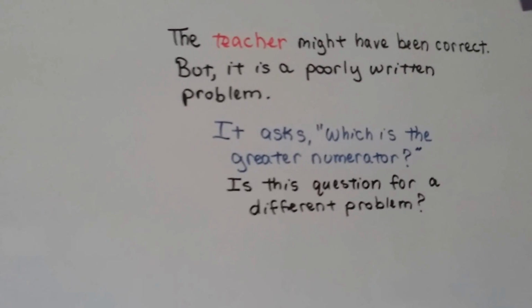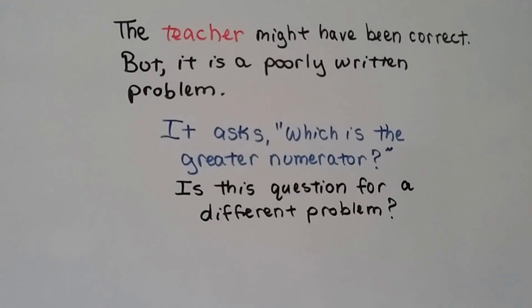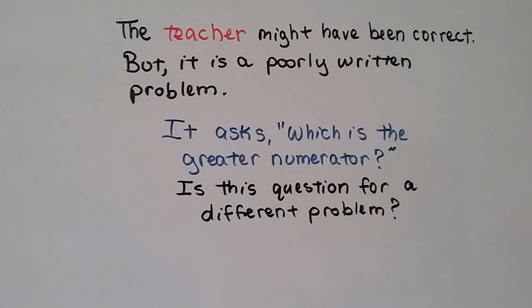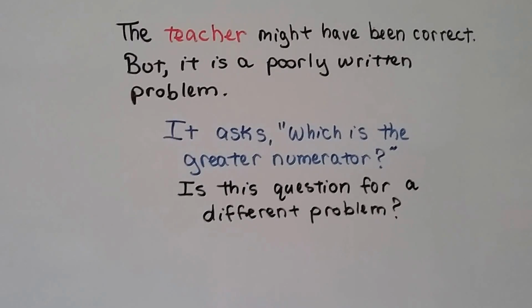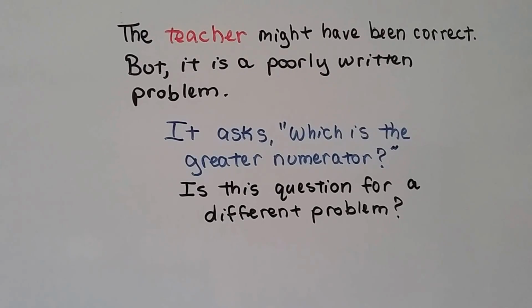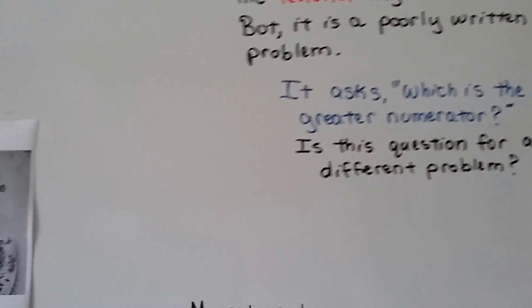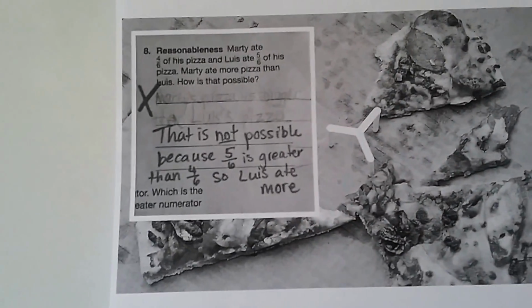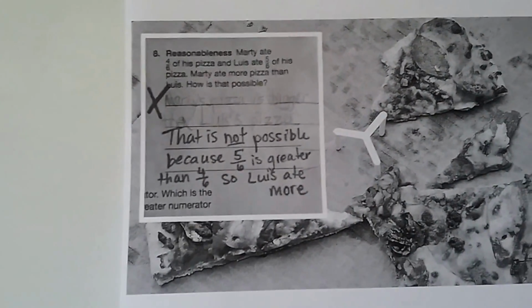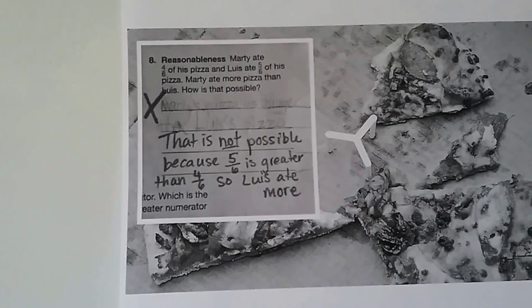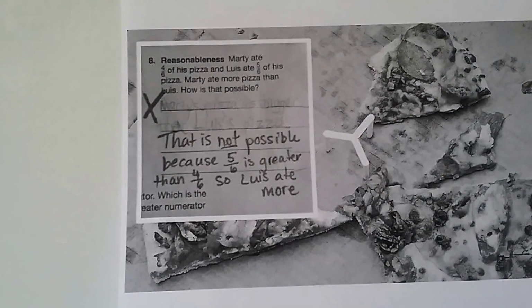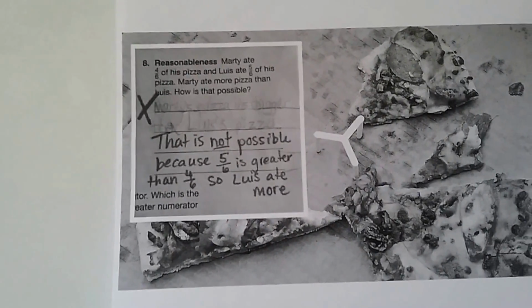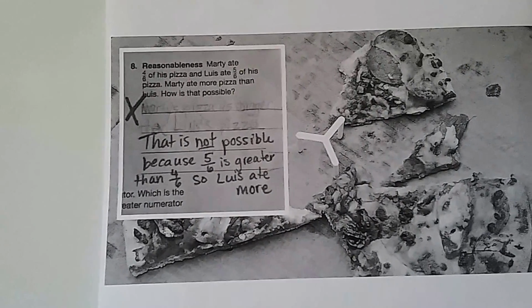I'm not saying she is because it's a poorly written problem. It asks which is the greater numerator, but we don't know. Is this question for a different problem or is it for this problem? And why didn't it say that Marty and Lewis had pizzas of the same size? Marty ate 4/6 of his, Lewis ate 5/6. It didn't say that. We don't know how big the pizzas were.